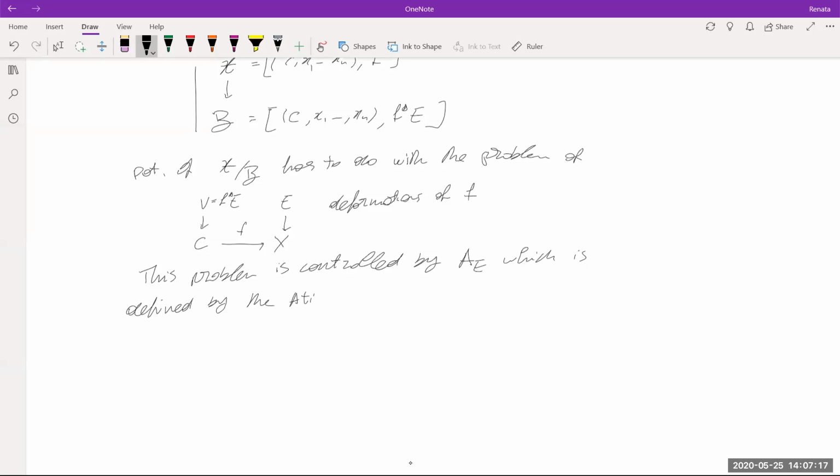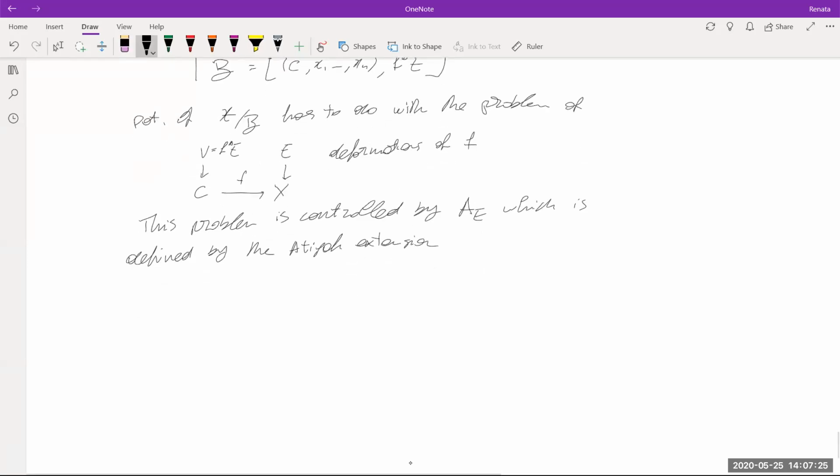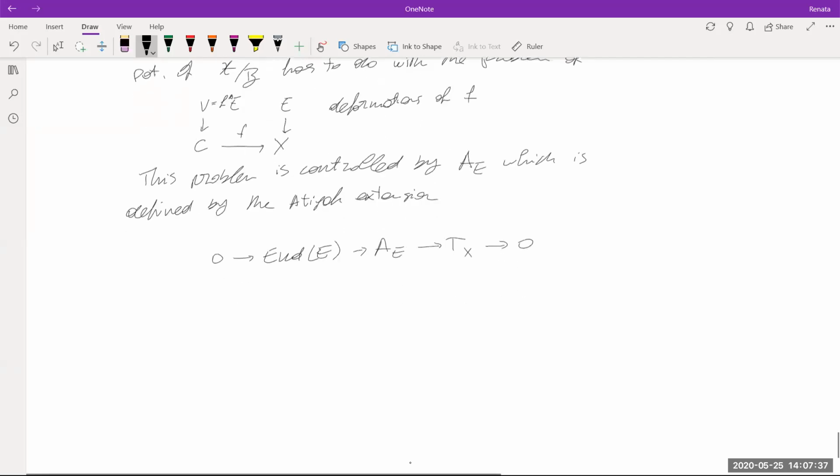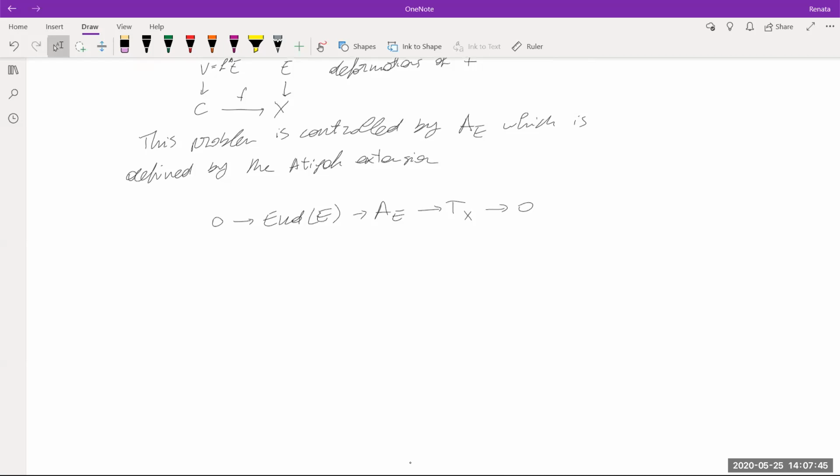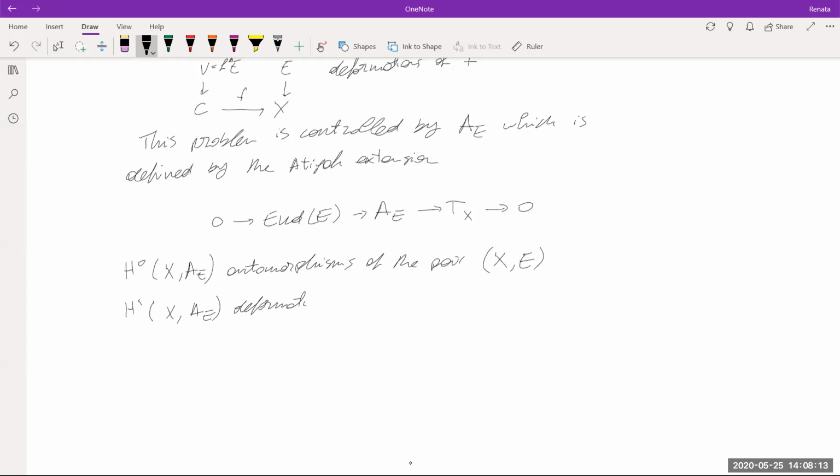by the Atiyah extension, which is simply some short exact sequence that looks like this. I'm going to make this more concrete in a second, which is some short exact sequence like this that extends the tangent space T_X. And it turns out that H0 of the sections of this A_E are automorphisms of the pair of a smooth variety together with a vector bundle, and H1 are deformations of this pair.